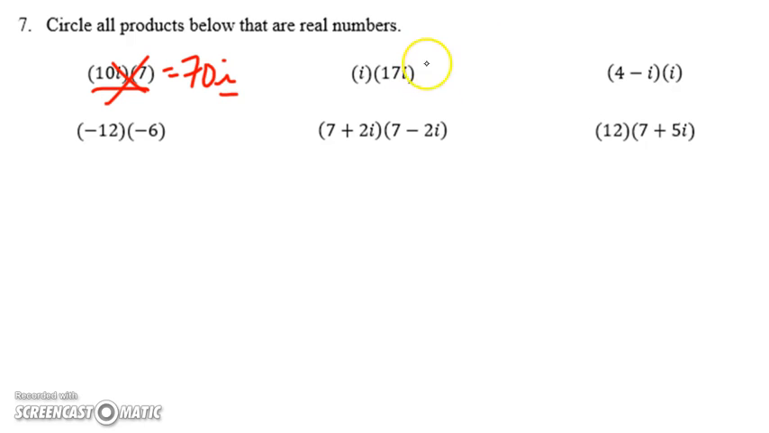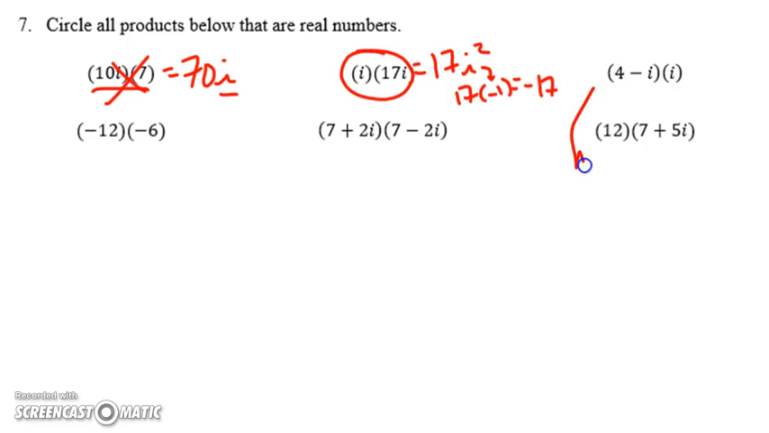If we go to the next one, we have 17i times i. That results when we multiply in 17i squared. And we know that with 17i squared, we can substitute out the i squared and substitute in a -1, which then gives us -17 as a final answer. There's no more i involved because I substituted out the i squared and I put in a -1. So it results in -17, which is a real number.